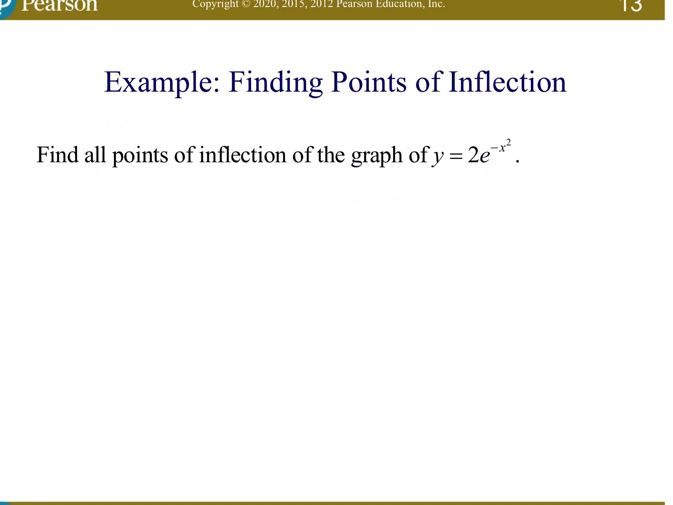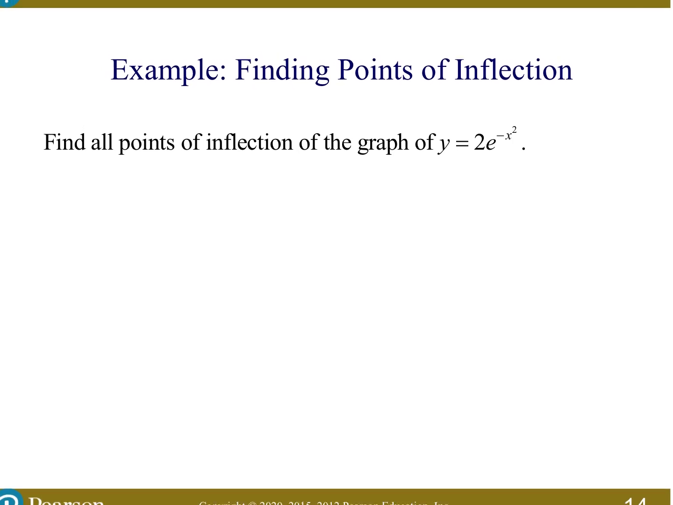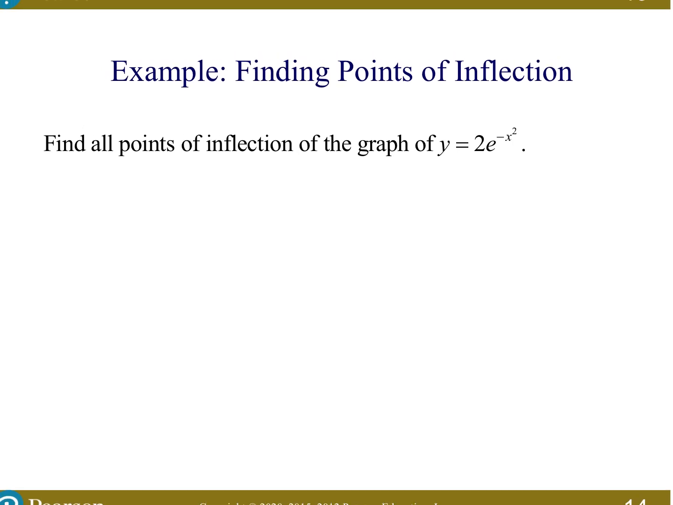So if we want to find all points of inflection for this kind of fun-looking exponential graph, we want to look at the first derivative. So the first derivative is going to be 2e to the negative x squared times the chain rule, and the chain rule is negative 2x. So I'm looking at negative 4x times e to the negative x squared.